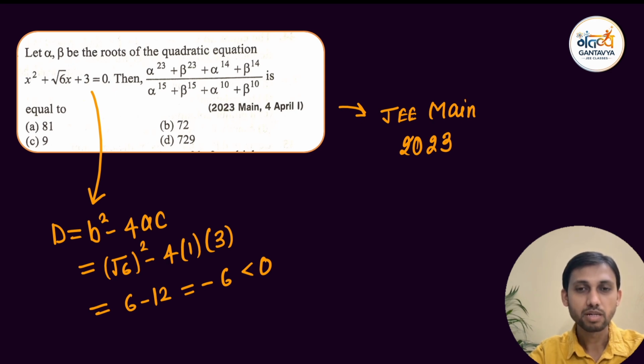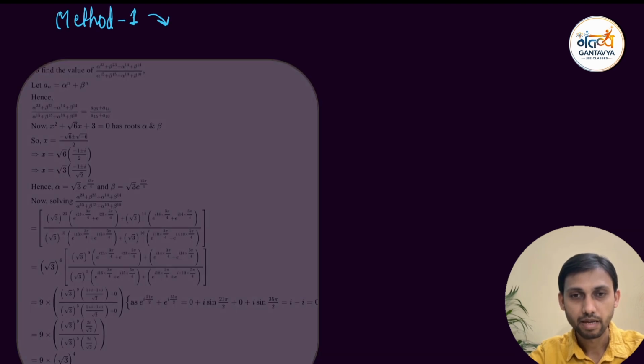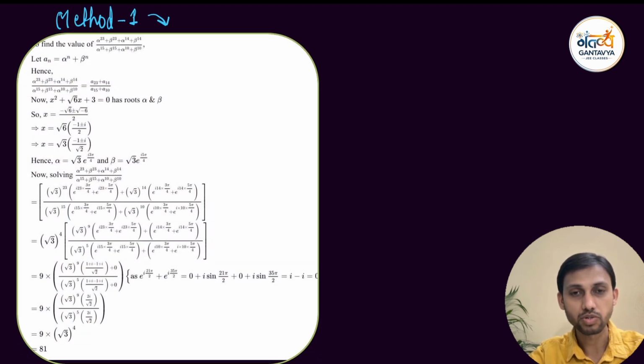Now we have to see what kind of manipulations are required to solve the question. One option is that you find alpha and beta, which will be imaginary, and then somehow put the values of alpha and beta into the required expression. Maybe you will convert those values into polar form, because such a high power, 23 and 14, cannot be directly evaluated. So that could be one method. I saw a few resources for the solution, and I came to know that this was method one to solve the question.